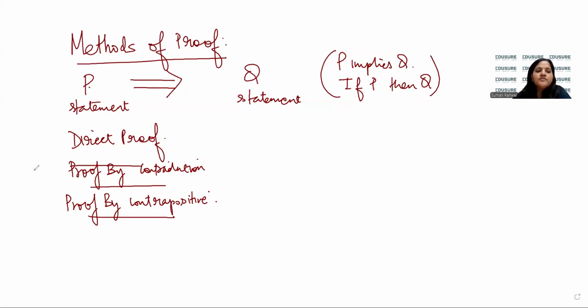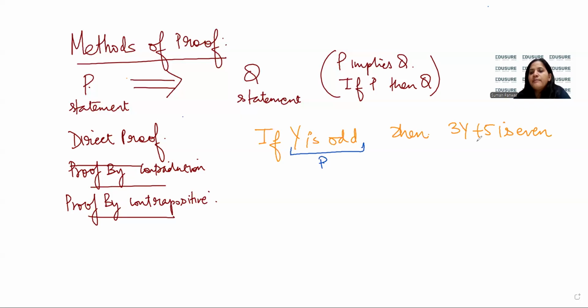Now, suppose we want to prove this thing. If y is odd, then 3y plus 5 is even. Suppose we want to prove this. So it's an if-then statement. If y is odd, so y is odd, let this be P. 3y plus 5 is even, let this be Q. So we actually have to prove that P implies Q.